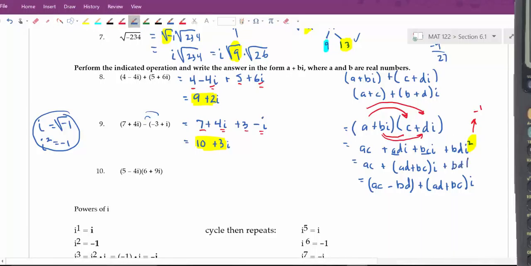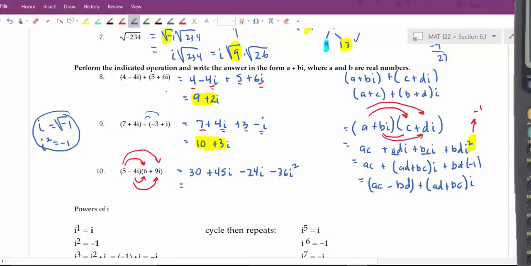Okay, now when you're doing this problem, you don't have to think about that formula. You can just think of multiplying it out, which is what I'm going to do. So let's just take the 5 and distribute it. We're going to do 5 times 6, and then 5 times 9, using the distributive property. So 5 times 6 is 30. 5 times 9 is 45i. Okay, then we're going to do a distributive property with the negative 4i. So we're going to do those two multiplications. I'm going to have negative 4i times 6 is negative 24i. And negative 4i times 6i is negative 36i to the second.